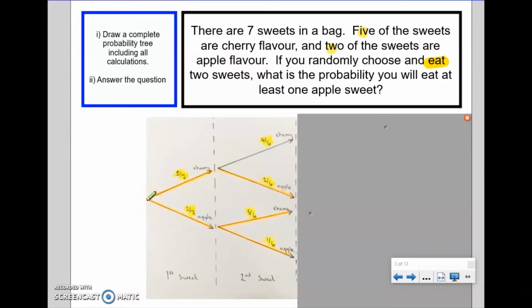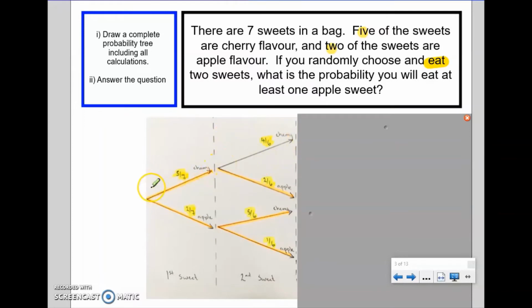Alternately, let's say I chose an apple for my first sweet. So I chose an apple for my first sweet. So now for cherries, I still have my 5 cherries remaining with 6 sweets in the bag altogether. And if I did eat an apple, the probability of getting a second apple would be 1 out of 6. 1 less apple sweet, 1 less in the bag altogether. So all of these probabilities for my second event are influenced by what occurred in the first event. So they are not independent events. One is influenced by the other.